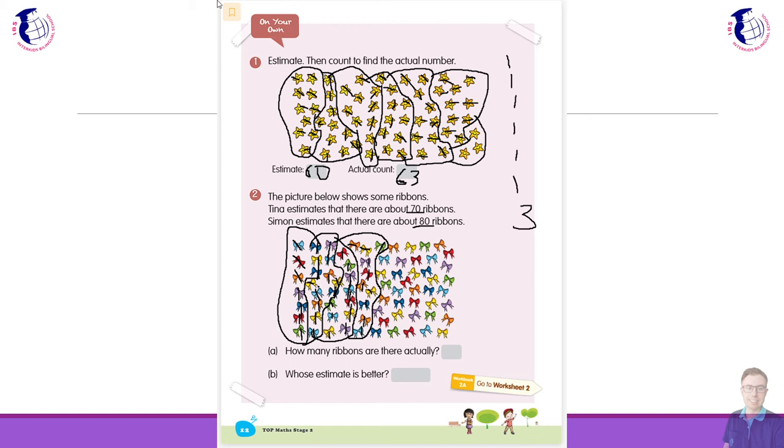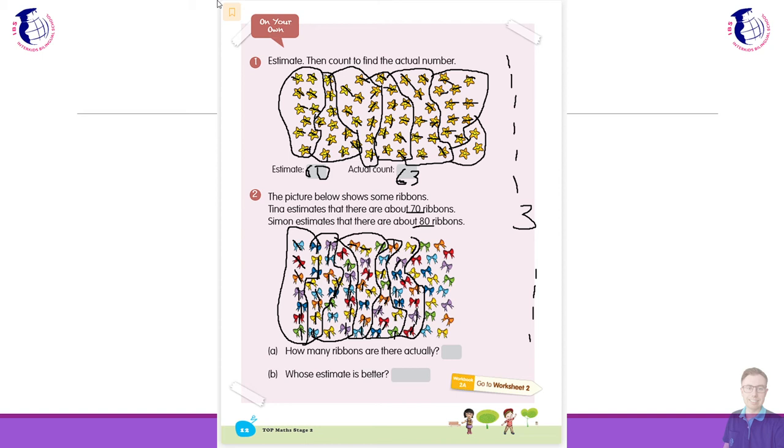Another set of 10. That's 1, 2, 3, 4. Let's keep track of these. 1, 2, 3, 4 10s. 1, 2, 3, 4, 5, 6, 7, 8, 9, and 10. Another set of 10. 1, 2, 3, 4, 5, 6, 7, 8. Let me just check. Did I count that red one? 1, 2, 3, 4, 5, 6, 7. Yes, I did. 8, 9, and 10.